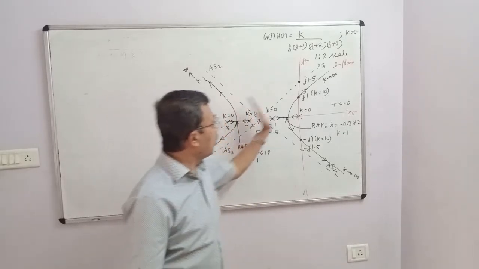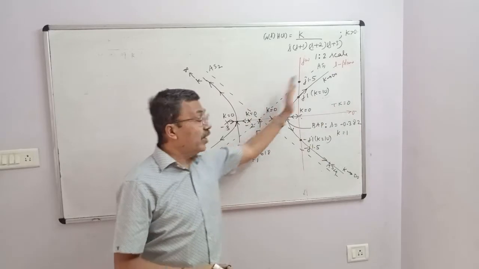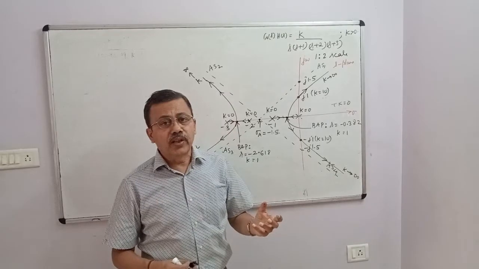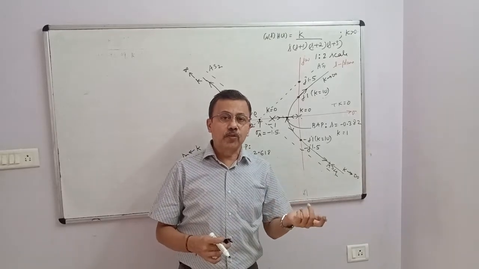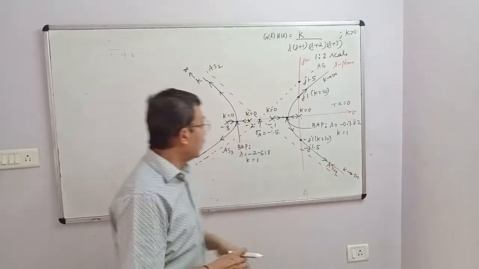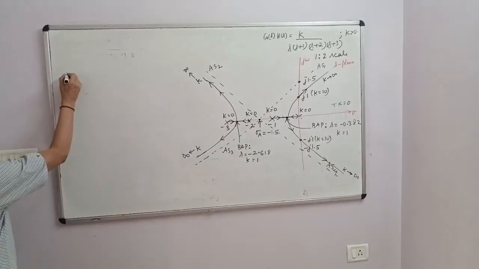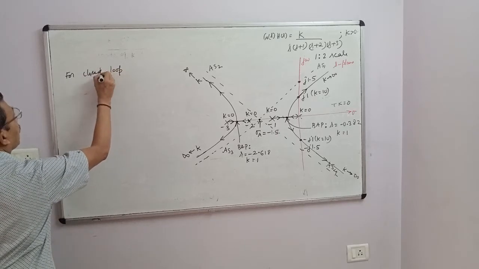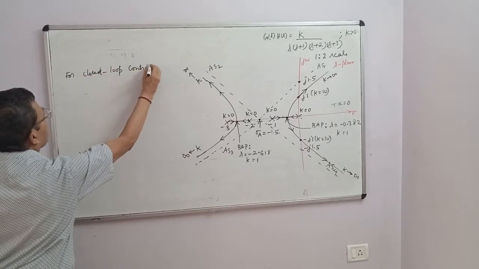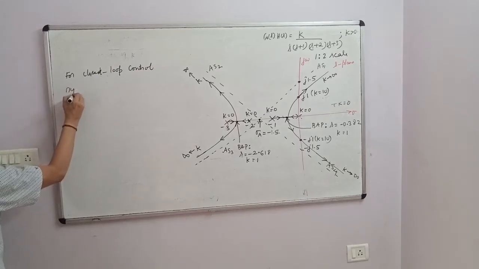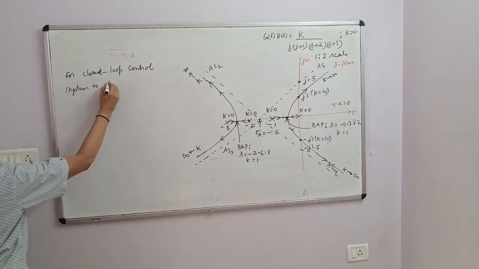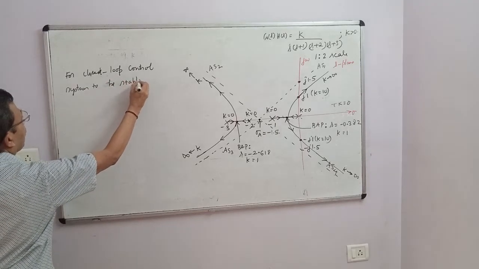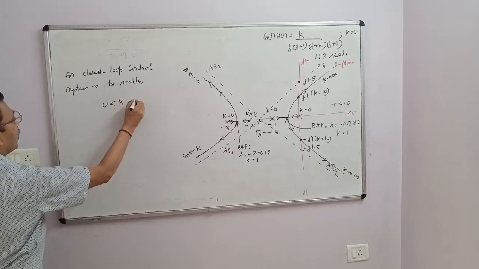For k greater than 10, the root locus trespasses on the right hand side of the S-plane. We want to select those values of k which will ensure that the root locus is on the left hand side of the S-plane from the stability considerations. So I am going to write: for closed loop control system to be stable, K should be greater than 0, less than 10.